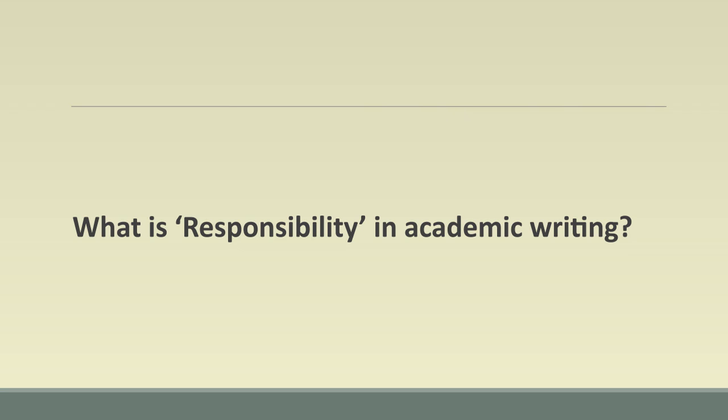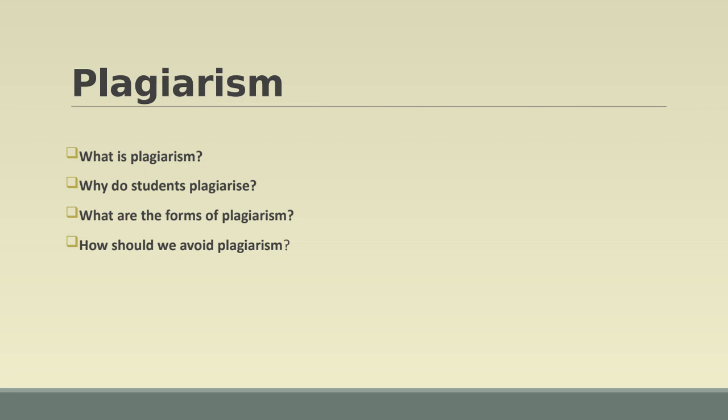And this is why I included this term responsibility, because it is one of the features of academic writing. And we need to be responsible for these reasons you have mentioned and I have included in my presentation. The second part is plagiarism. Having mentioned credit and acknowledgement, we are mentioning this to avoid plagiarism. So what is plagiarism and why do students plagiarize? What are the forms of plagiarism and how should we avoid plagiarism?